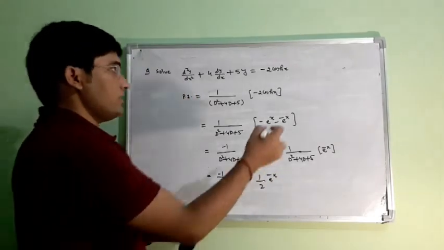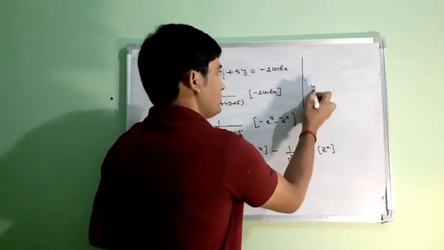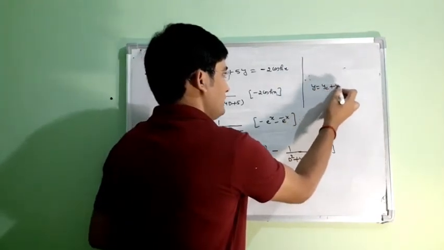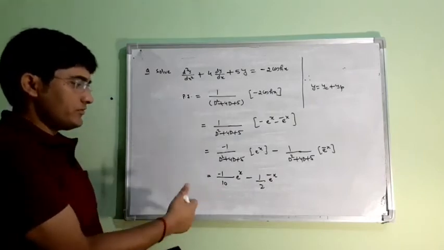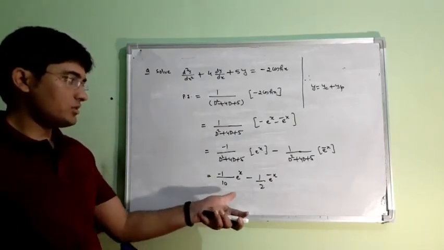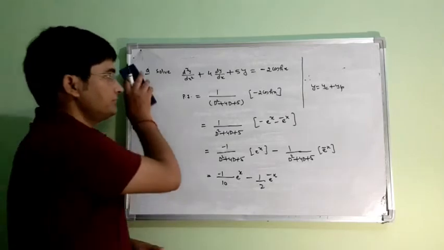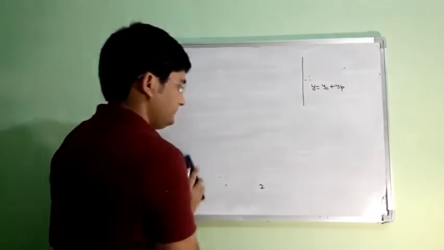Therefore your solution will be the complementary function plus the particular integral. So this is your particular integral, and the complementary function was e to power minus 2x into (c1 cos x plus c2 sin x).